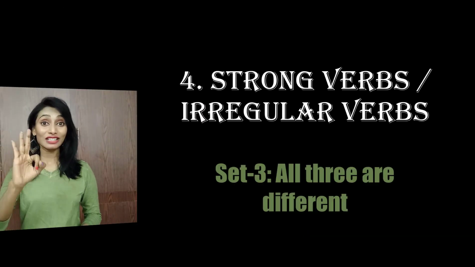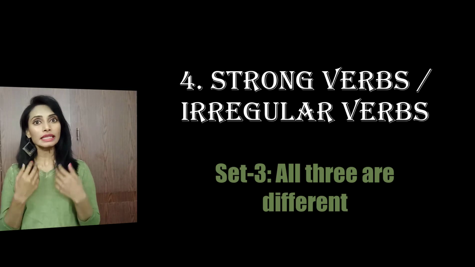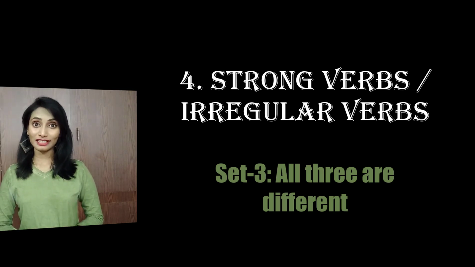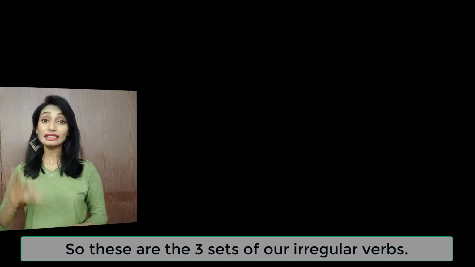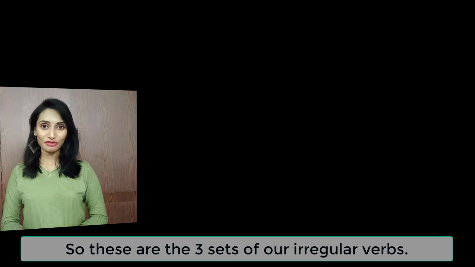Now let's see set 3. In set 3, all 3 forms are different. For example, ring, rang, rung; sing, sang, sung; speak, spoke, spoken; swim, swam, swum; take, took, taken; fall, fell, fallen; lie, lay, lain; grow, grew, grown; go, went, gone; freeze, froze, frozen. So these are the 3 sets of our irregular verbs.